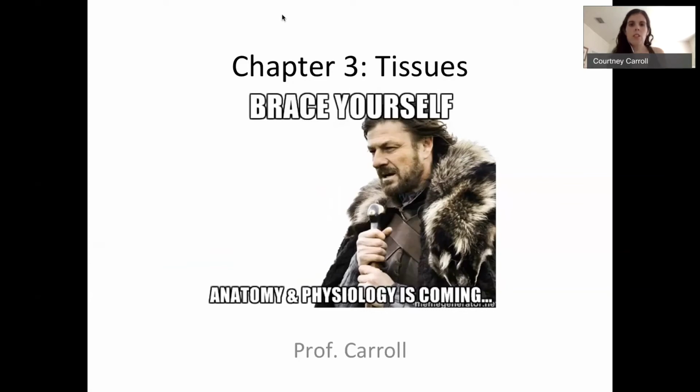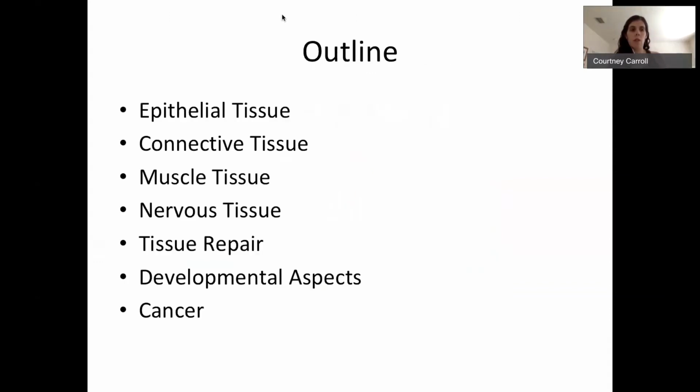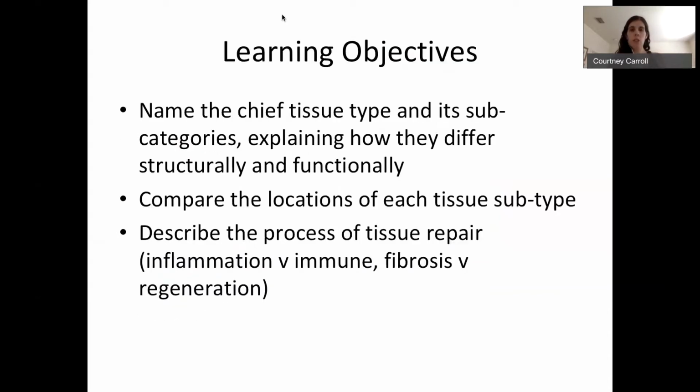In this video, we're going to start our introduction to the second half of chapter 3, where we'll go into the various different types of tissues that make up the body. So we'll go through epithelial tissue in this video, and then in subsequent videos, we'll talk about connective tissue, muscles, and the nervous tissue.